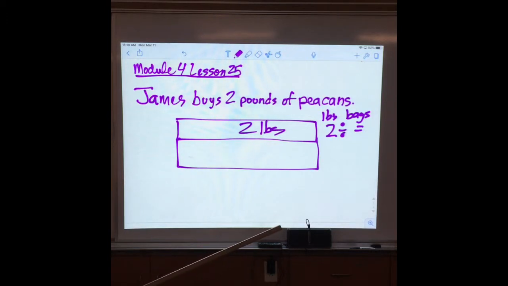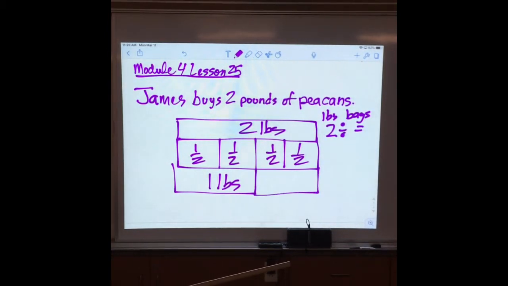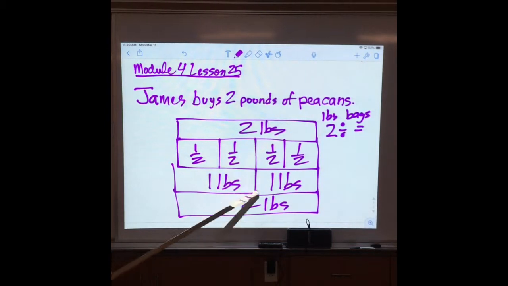Right? So we could say we have a half, got a half, and that would equal what? 1 pound, right? And then I have a half, and I have a half again, and that's going to equal 1 pound, right? So I have 2 pounds total, is that correct? Everyone sees that, right? So how would I write out my problem? 2 divided by a half.